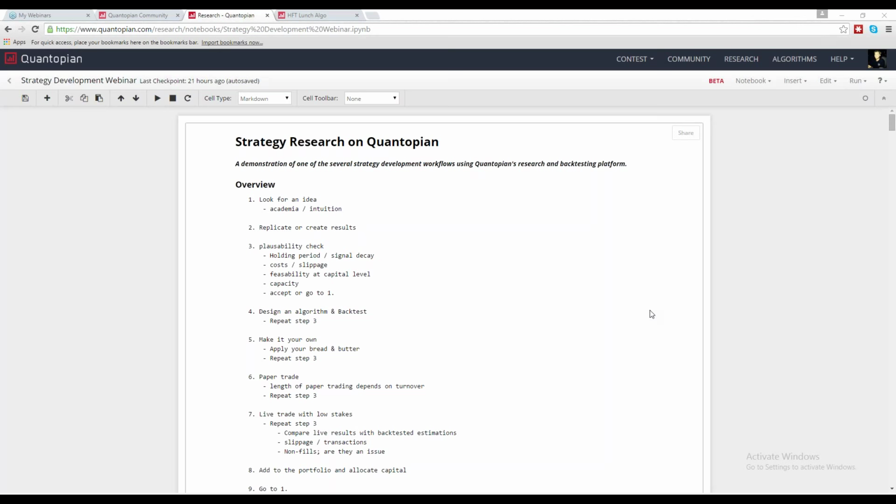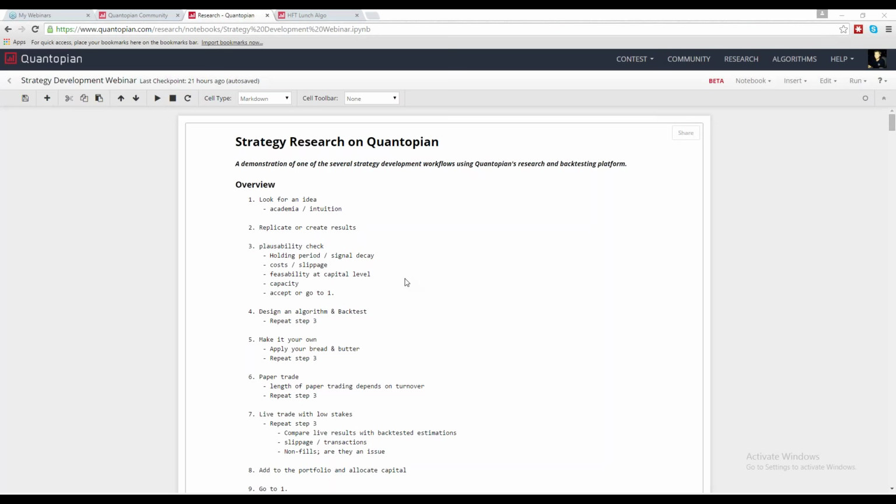So, with that said, here's the overview of how at least I go about finding strategies and then trying to figure out how plausible they are, whether or not I should implement it, sort of the workflow that I go by. So step one, obviously look for an idea, find one. And the places I'll look are generally academia or my own intuition. So you have some hypothesis about how markets work or some scenario where you think you can generate profits just from patterns that you've seen in your own experience.